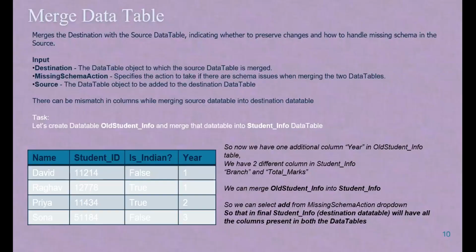Okay, then we'll see what merge data table is. In merge data table, you have a very informative thing over there, that's a missing schema action. When you are merging two data tables, if one data table has 4 rows which are matching, like name, student ID, is Indian, and you are adding two data tables. Suppose one has C1 and C2, and the second data table has C1 and C3. What will happen when you are merging them together, but the columns are not matching? How to handle that thing?